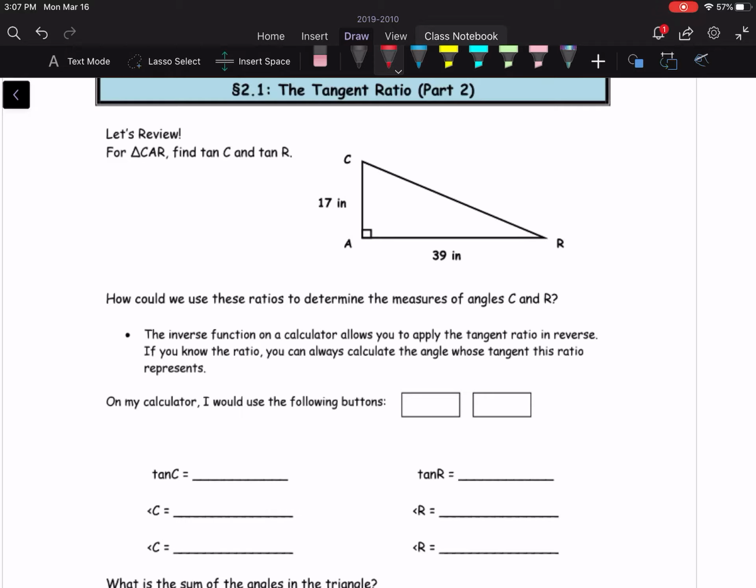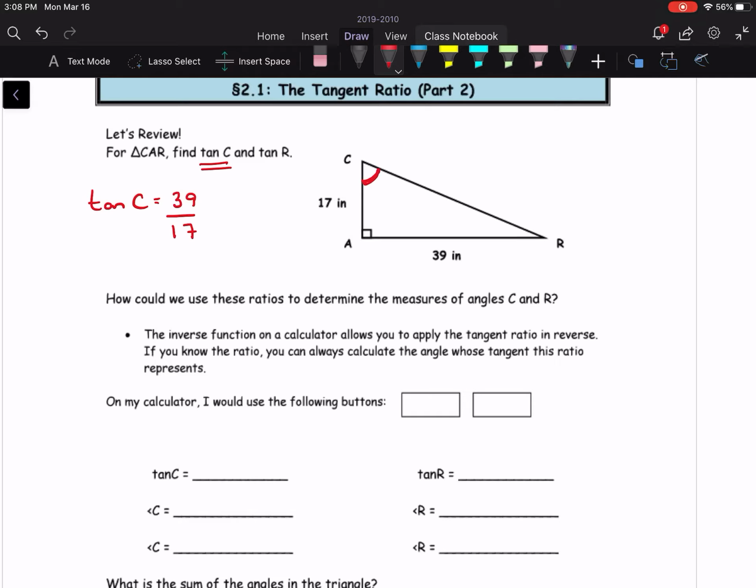So taking a look at section 2.1 part 2, just a quick reminder, if we're asked for the tan of angle C, I'm going to identify angle C on my triangle, and tan tells me that it's going to be a ratio of the opposite side length to angle C divided by the adjacent side length to angle C. And so I can use tan of an angle to solve for a ratio.